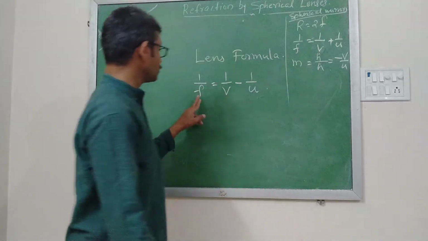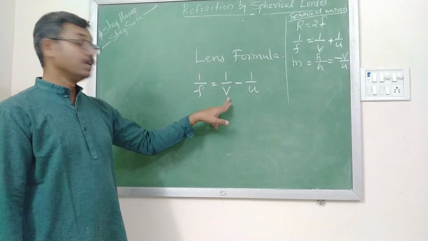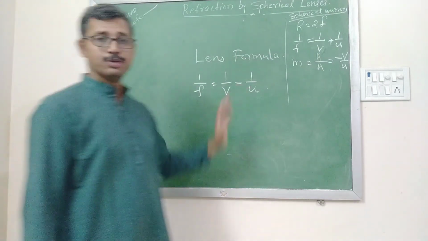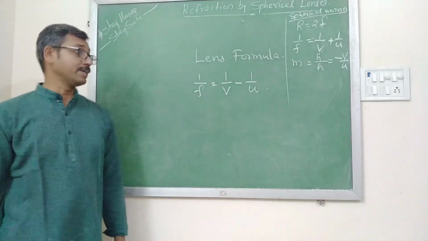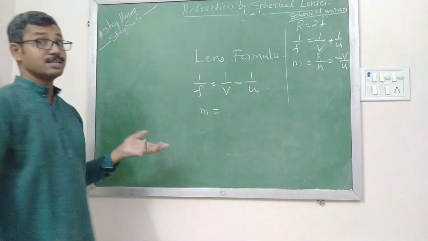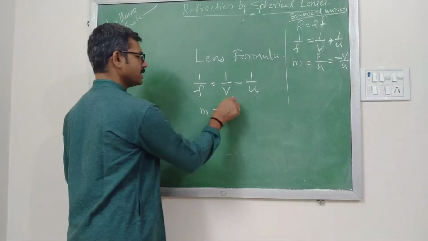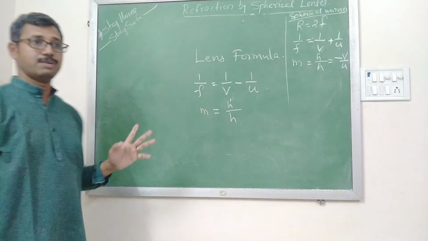Now the terms you know: F is the focal length, V is the image distance, U is the object distance. Sure? Next is the magnification here also. The magnification M is equal to, what is here? Same, that is H dash upon H. What is H dash?